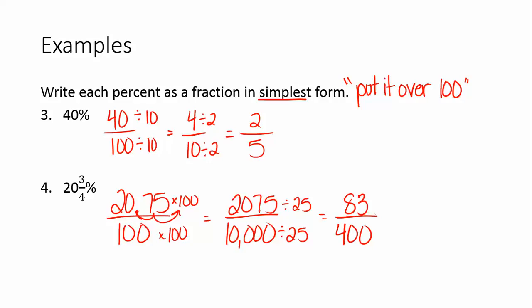And I believe that 83 is prime. It's not divisible by 3 or 2. It's not divisible by 4 or 5. It's not divisible by 6. 7. Not divisible by 8 or 9. So your final answer is 83/400.